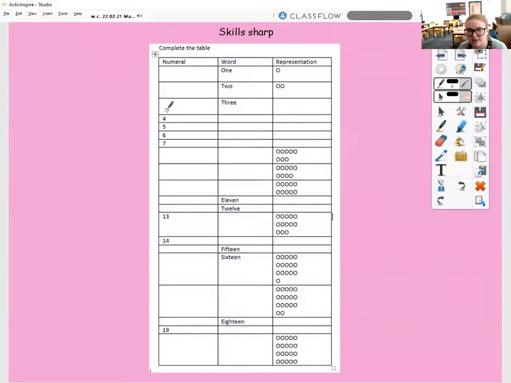Okay, so let's have a look at our skill sharp today. I want you to pause this screen and complete this skill sharp. I'm looking for the number representation, the word representation, and the counter representation. So let's do one with you so we know what we're doing. This number says 1 here. I've got 1 counter here, so I know that in here I'm going to put the number 1.